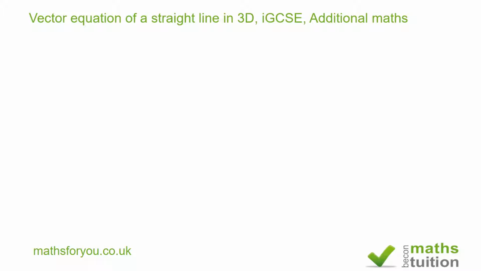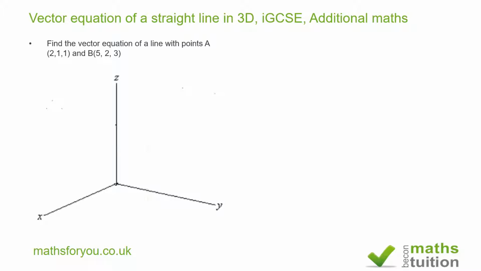Well, hello and welcome to this exercise on vector equation of a straight line in 3D, an iGCSE type question here. Now, it says find the vector equation of a line with points A (2, 1, 1) and B (5, 2, 3). My three axes and my straight line, and my line, sorry.